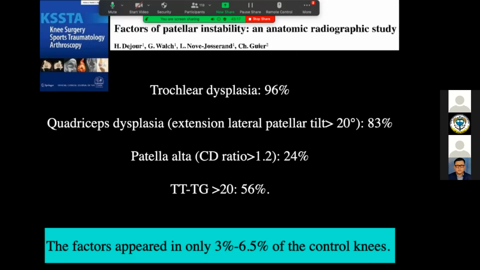Henri Dejour in 1994 published this very landmark paper in which he described that in any form of objective patellofemoral instability, he found almost 96% of them had trochlear dysplasia of some kind. So they may not be so severe as to warrant surgery, but trochlear dysplasia was present in almost 96%, and this was present only in 3 to 6% of controls. So trochlear dysplasia is not such an uncommon condition. Maybe they may not be so severe.